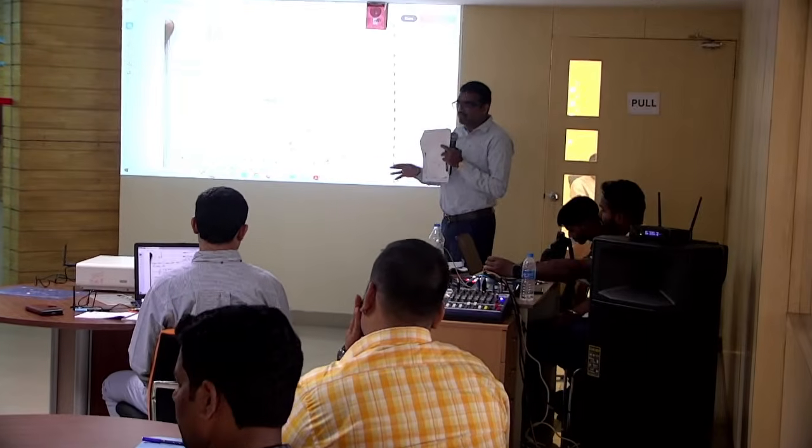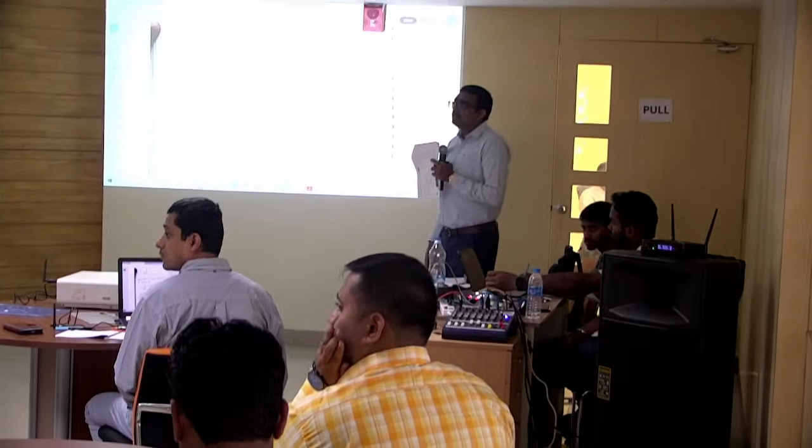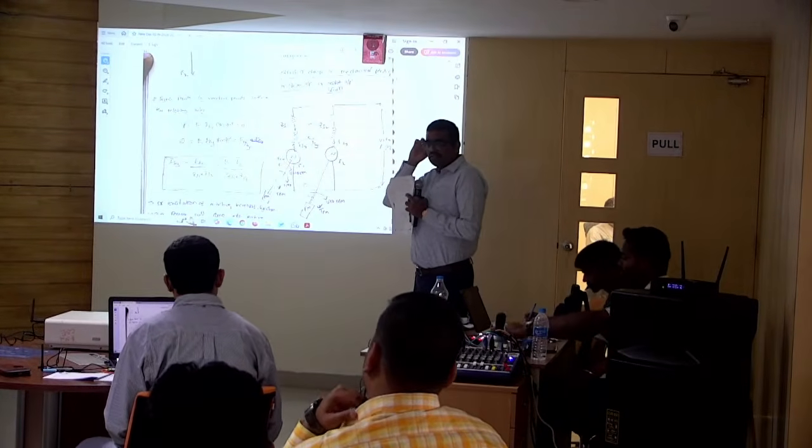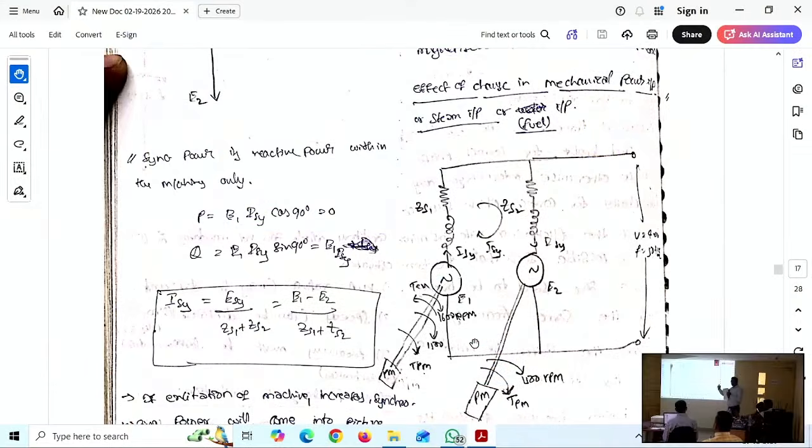Counter torque. If we give the prime mover input, yes, we can apply that analogy, to get the system stable. Ultimately, systems should operate in equilibrium condition.